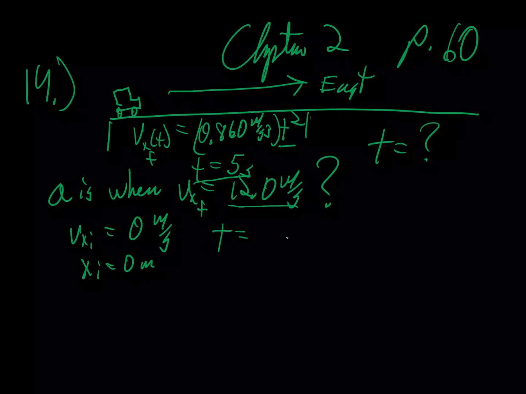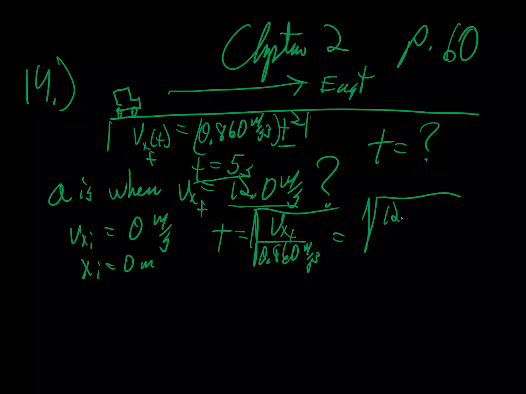If we solve for t using algebra, we say our final x velocity divided by 0.860 meters per second cubed. And since that's t squared, we take the square root of both sides, and you put the radical on the right-hand side, and now you just plug everything in. So you've got everything under a radical: 12.0 meters per second divided by 0.860 meters per second cubed. Now look, do the math. You cancel that out here, and this becomes squared, and the meters cancel out. All you're left with is seconds squared, and when you take the square root of that, you get seconds, and you get an answer of 3.73 seconds. That should be what you get for an answer, okay?